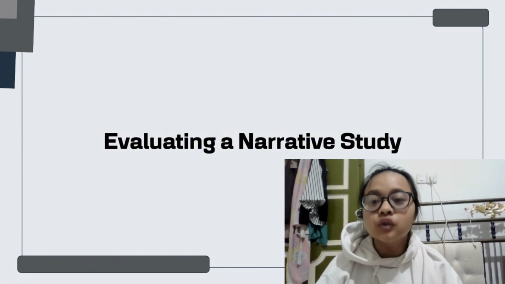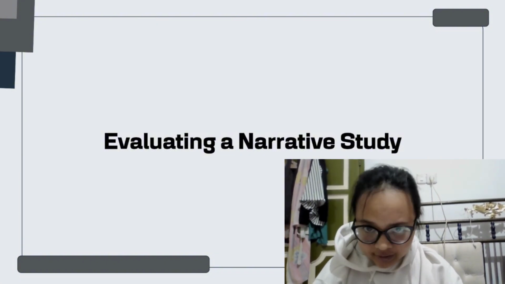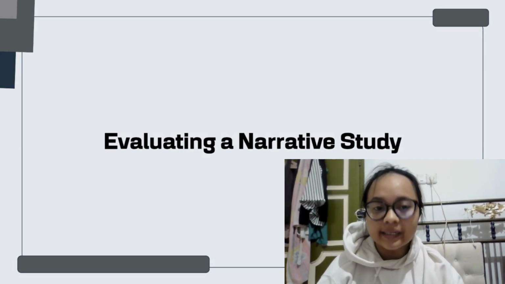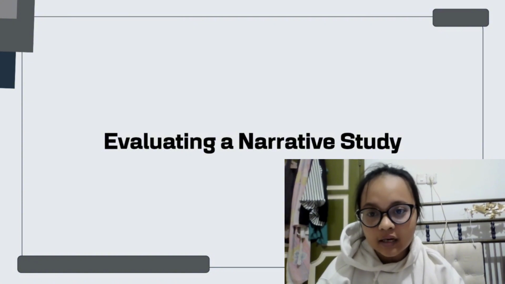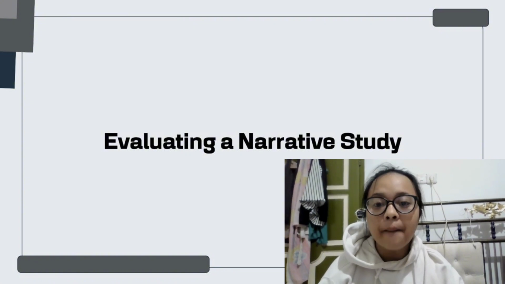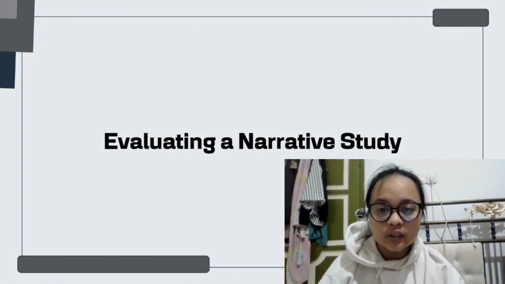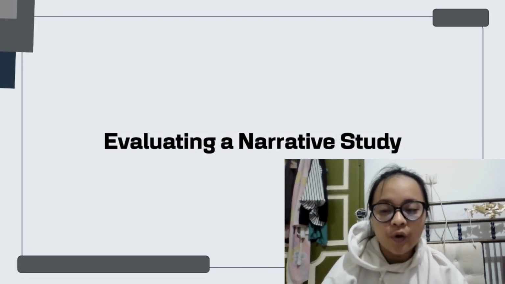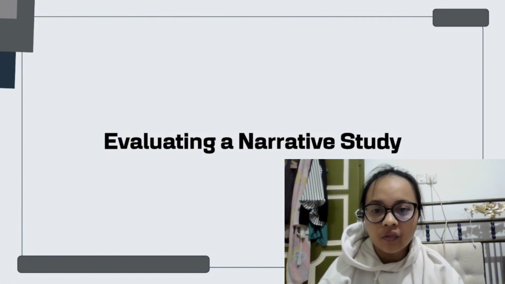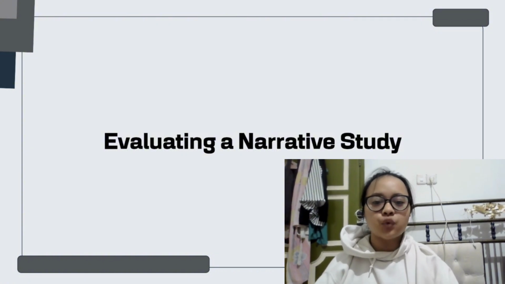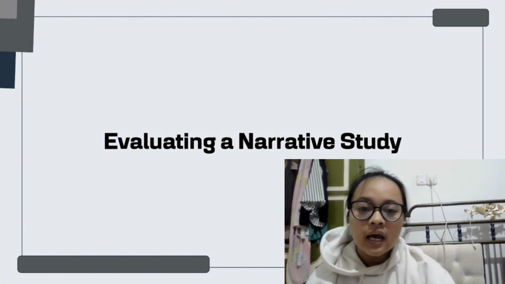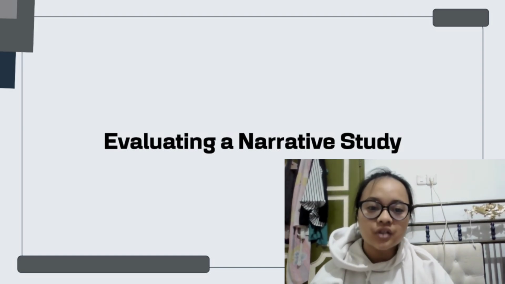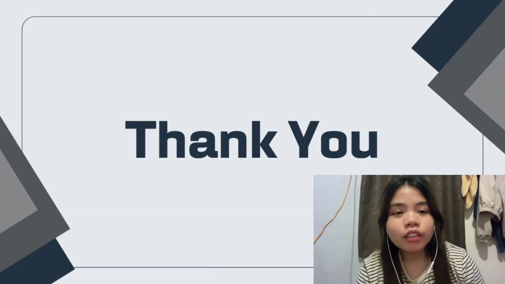Next, evaluating a narrative study. A good narrative study reports the stories of lived experiences of an individual, organizes them into a chronology, situates them within the setting or context, reveals several themes that the stories address, and demonstrates a close collaboration in the narrative project between the researcher and the participant.